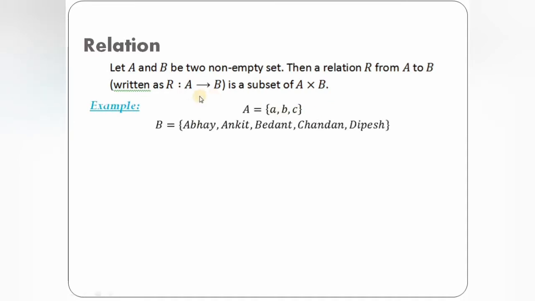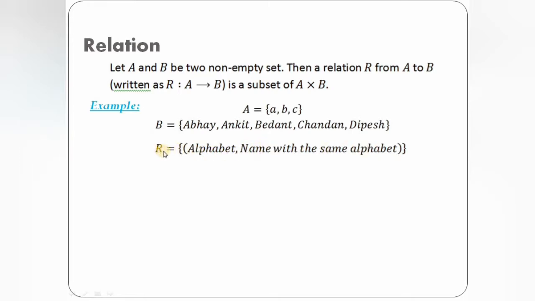Now let's try to understand this definition using an example. I'm giving you two sets here, which we have already seen in the earlier video. A is a set containing A, B, C, and B is a set containing Abhay, Ankit, Vedant, Chandan and Dipesh. Now I'm defining one relation. As I said, this relation is a subset of A cross B. That means in this relation we have the objects as ordered pairs. This is a set which contains ordered pairs. This is the first element and this is your second element.